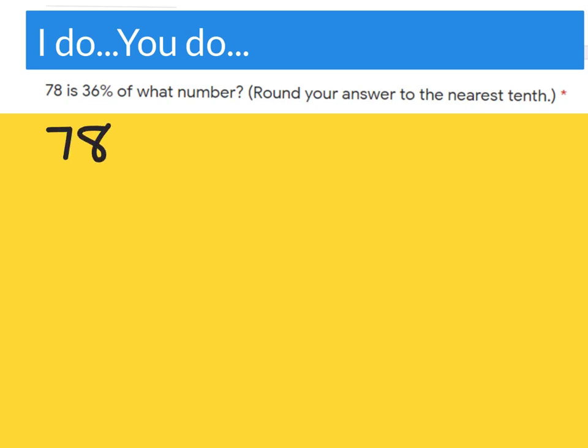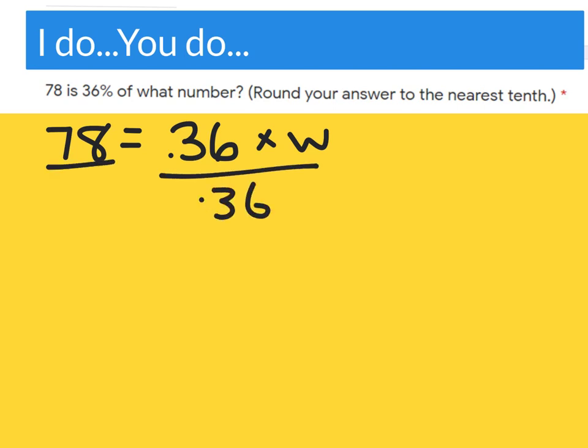78 is 36%. Remember, I'm dealing with it as an algebraic equation, so I want to change that to a real number, not a selfie of a number. Of what number? Of course, we'd be ready to solve that by dividing by 0.36 to get the variable by itself. So now I would have W equals 216.6 repeating.